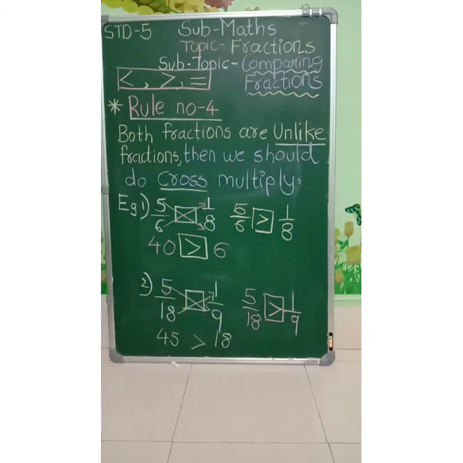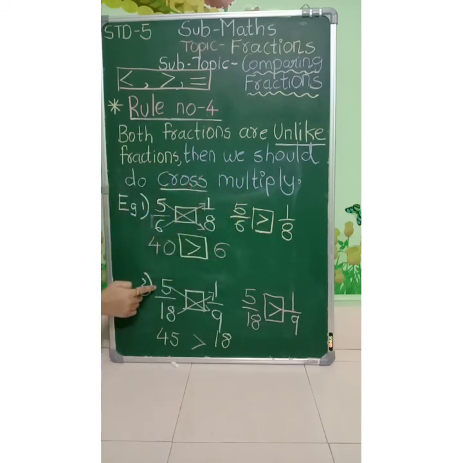Understood, all of you? You have to cross multiply. First you will start with the numerator, then the denominator. 5 8s are 40, 6 1s are 6. Then you have to see which number is greater. 40 is greater. So this first fraction is the greater fraction.